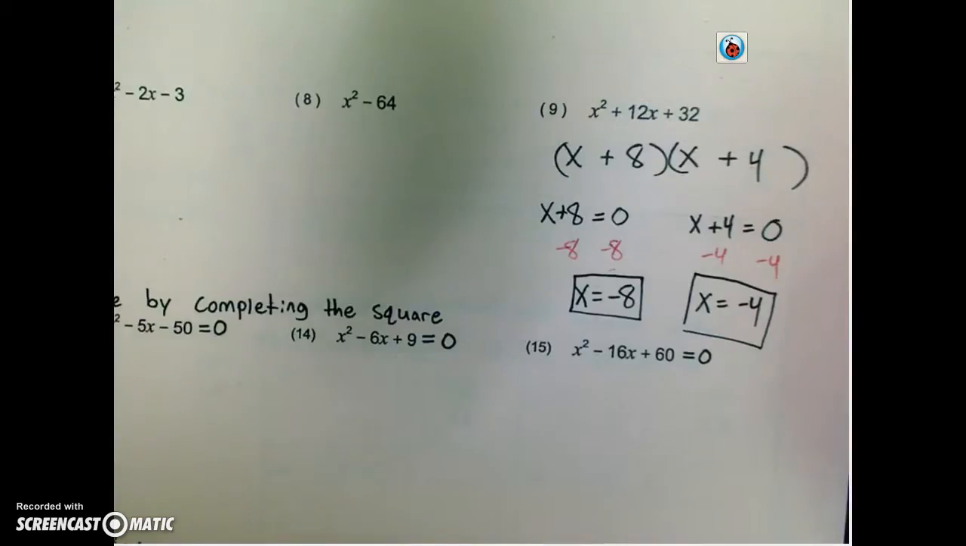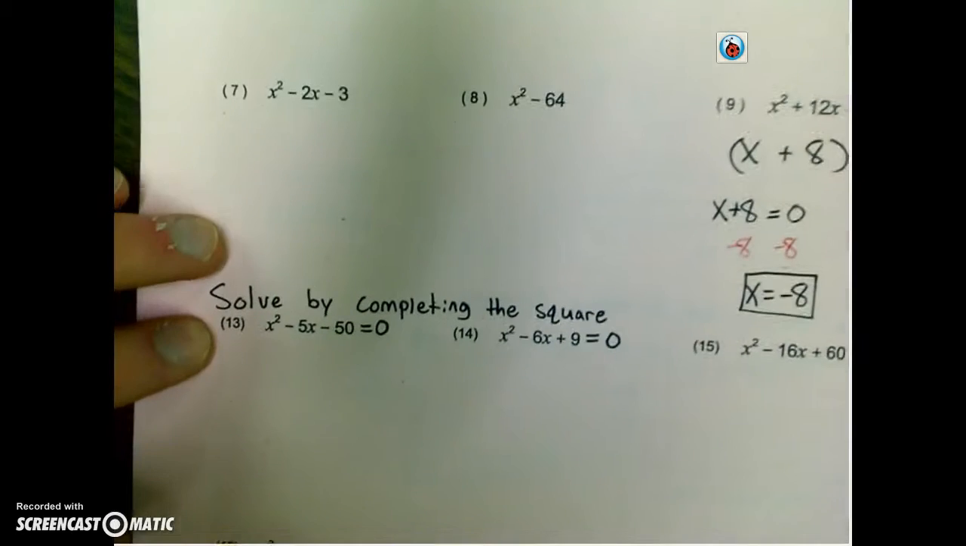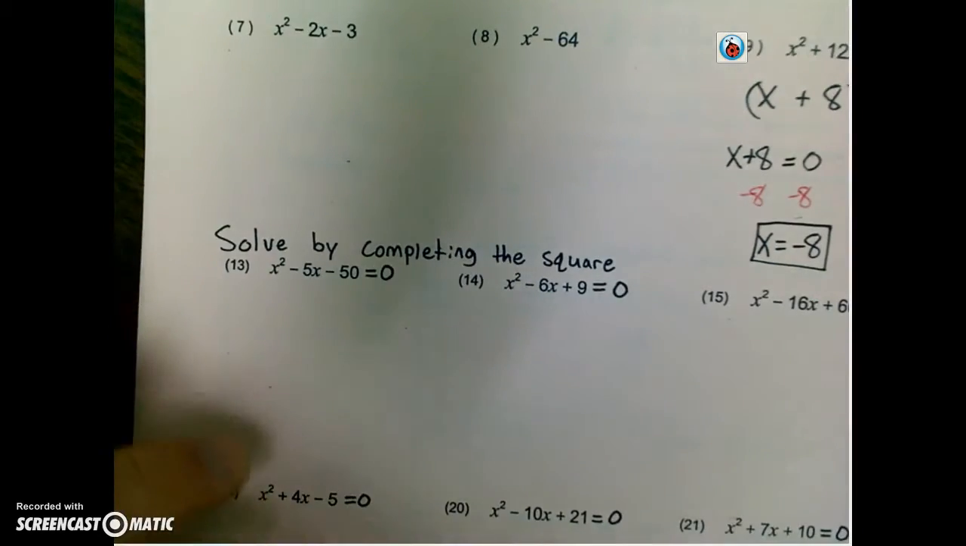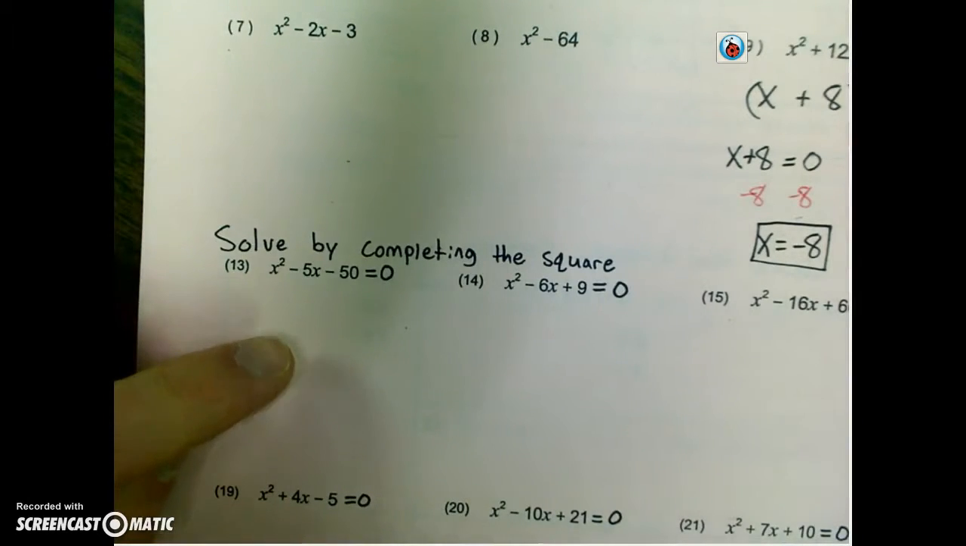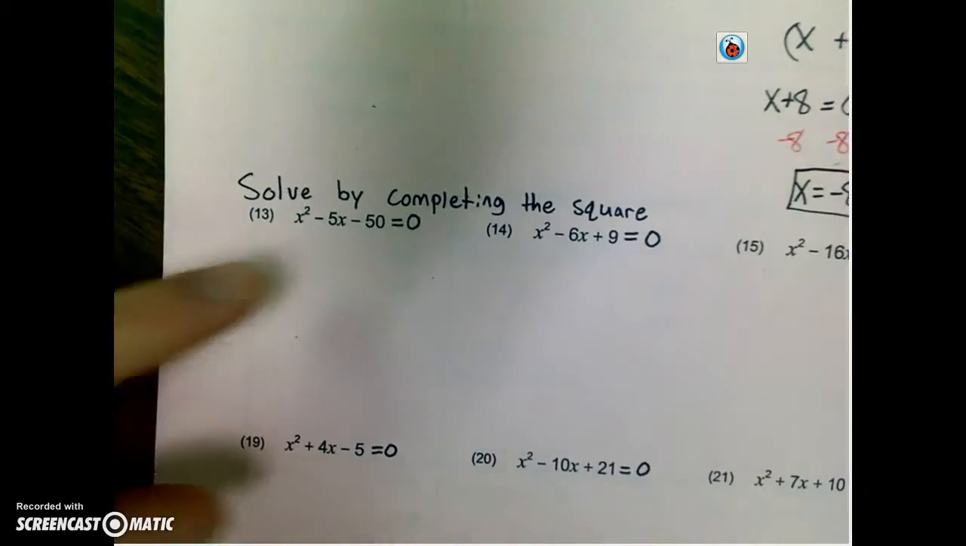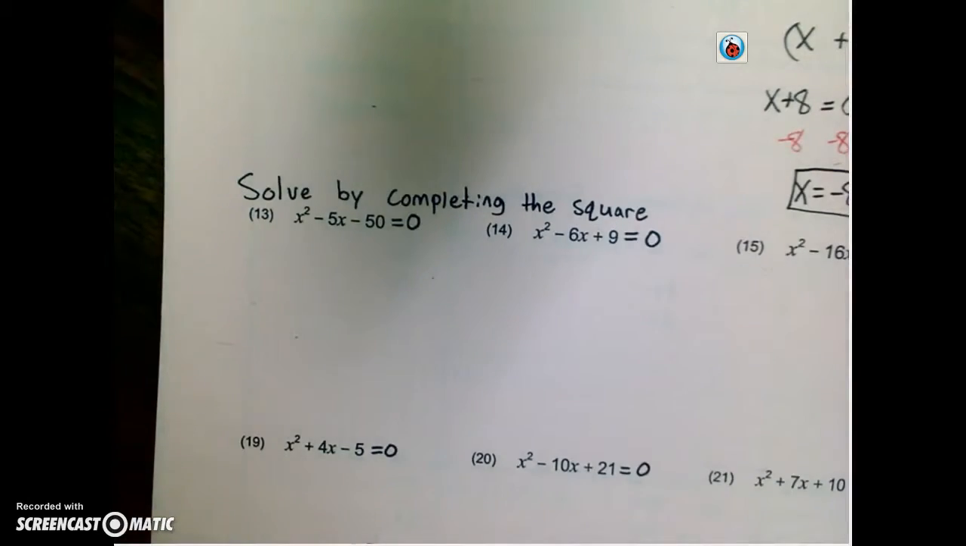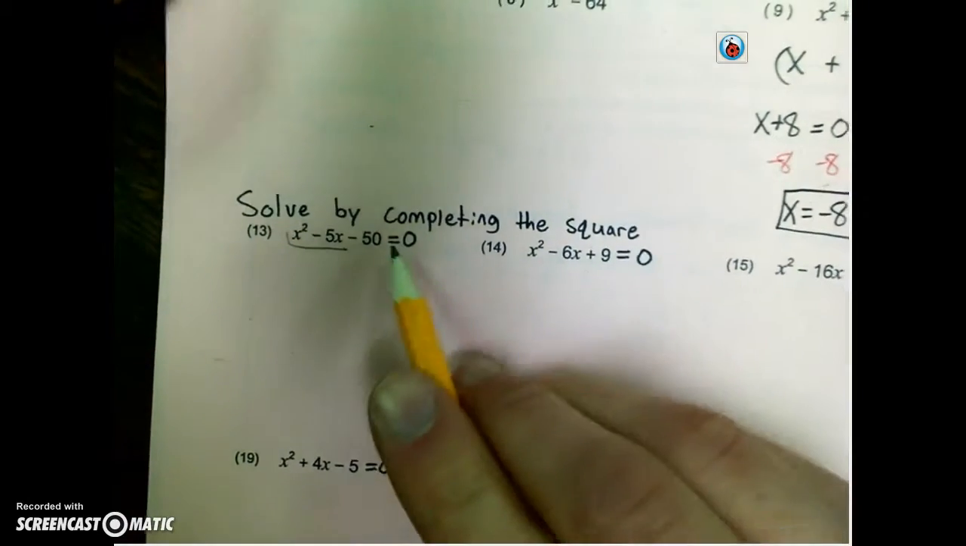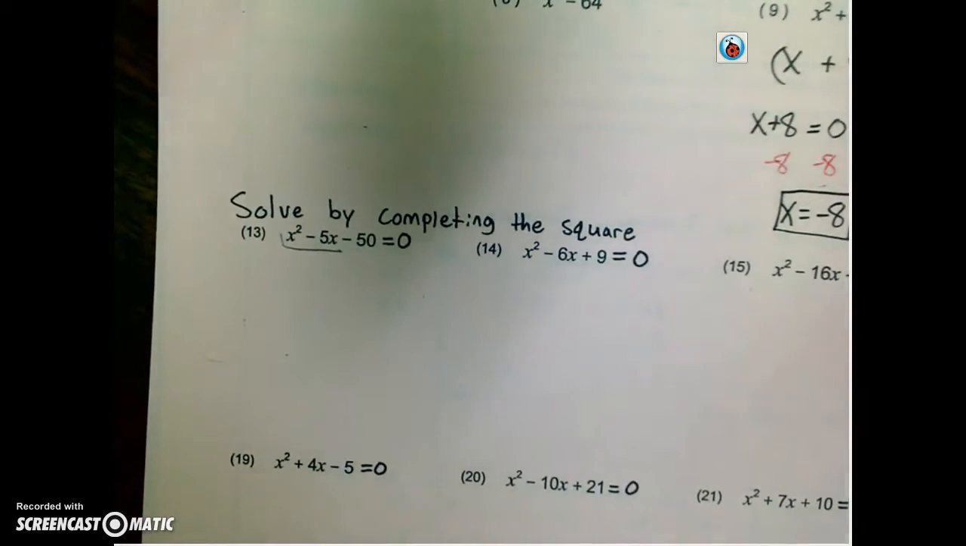Alright? Now for this section here, solve by completing the square. We're definitely going to need to show our work on these. Alright, so let's go through and we'll do this first one. Why not? So what we're trying to do is figure out what can we do to make this side a perfect square. You see it's not right now because negative 50 is not a perfect square.